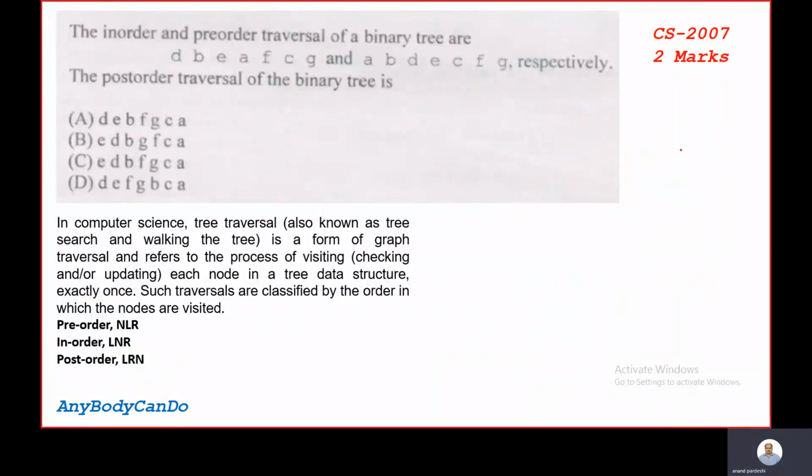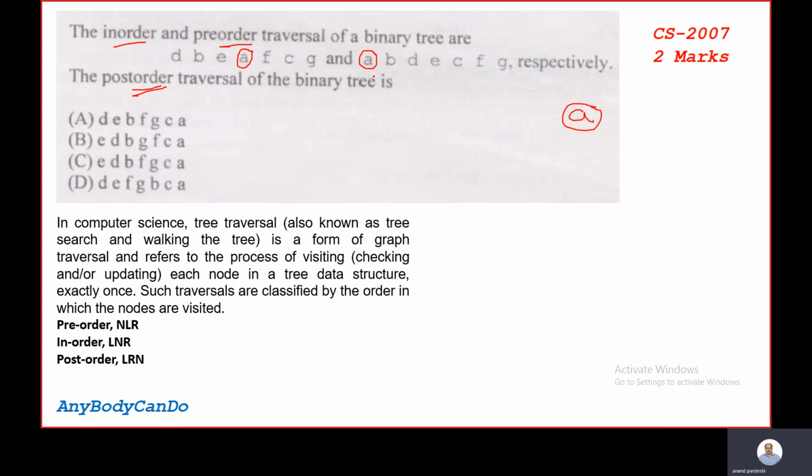In this question they have given the in-order and the pre-order. We know that in pre-order we visit the root node in the beginning, and in in-order the same root node we visit in the middle. And if you see these options, from this also we know that A is our root node, because in the question they have asked us to find the post-order traversal, and in post-order traversal we visit the root node at the last.